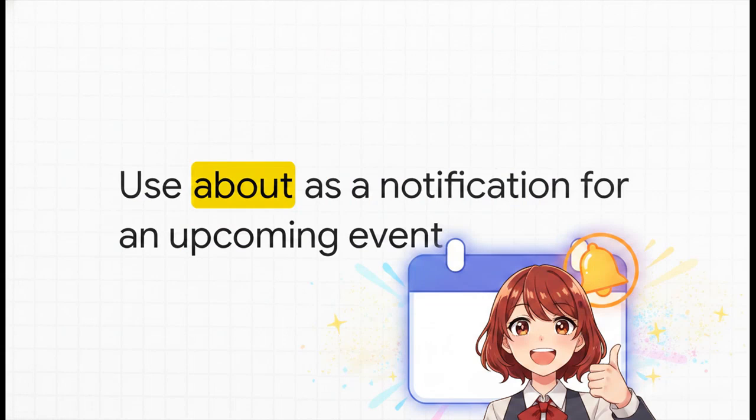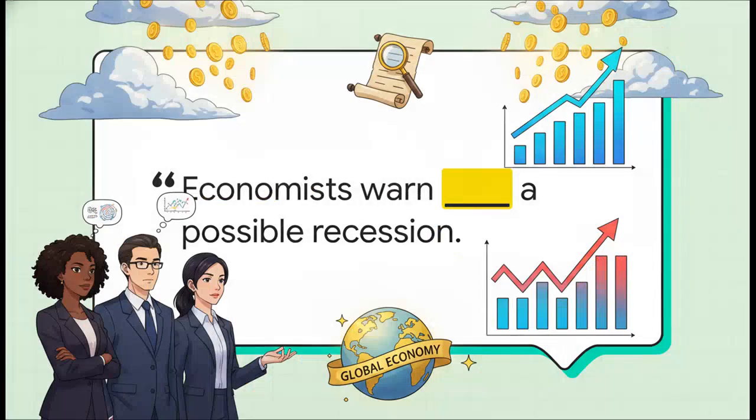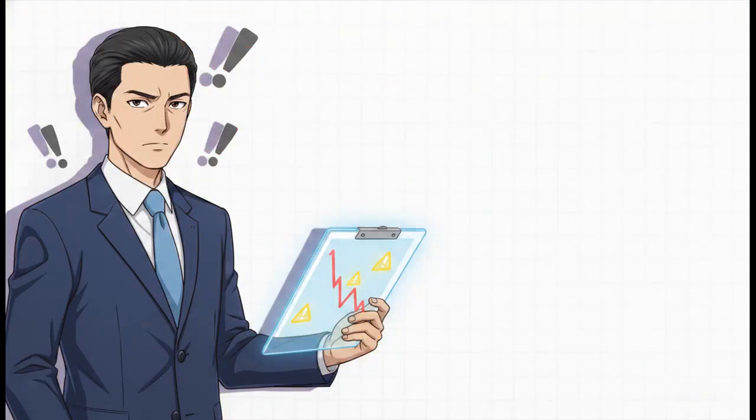Awesome job if you got that right. Just remember, "about" acts as a notification for an upcoming event, whereas "of" would mean the meeting reminds you of a childhood memory. All right, let's try the second test. Fill in the blank. "Economists warn blank a possible recession." This one focuses on broader, formal professional warnings rather than an immediate physical threat. What's your guess? The answer is "of." Economists warn of a possible recession.